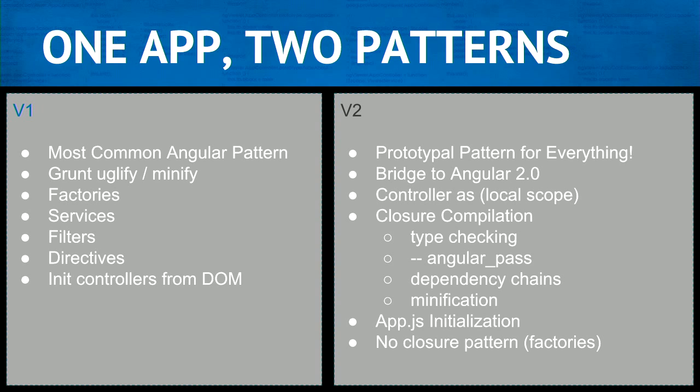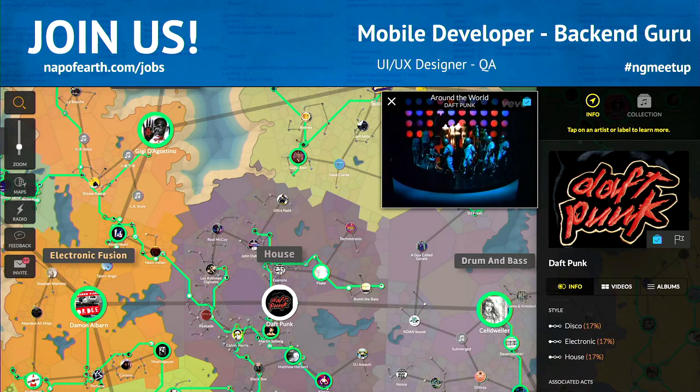And from a personal standpoint, I'm not a fan of closures, and so this little V2 approach doesn't really use factories, which makes me happy. All right, so if you put all that together, you can build pretty incredible apps.